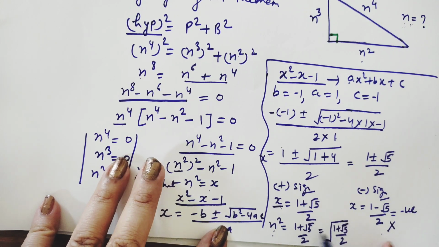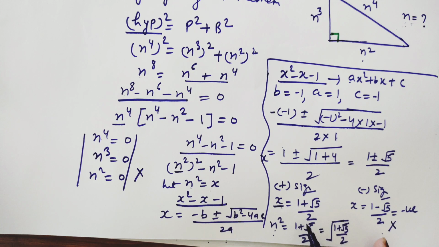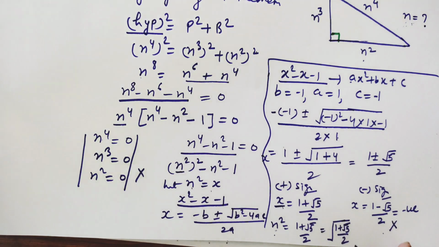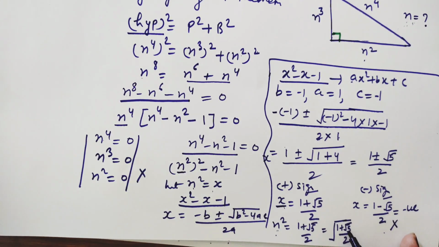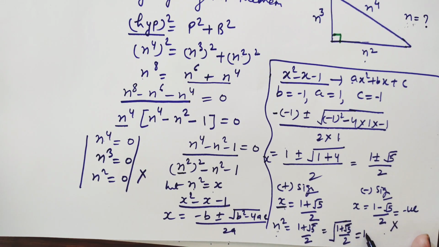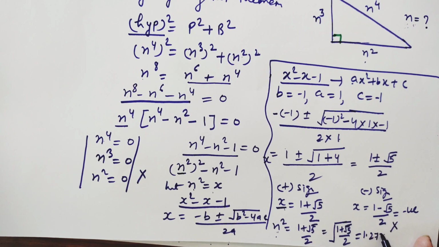Everybody knows that if the square goes to the right-hand side, there are two values, plus and minus. The minus value we will again reject, so only the positive value remains. If you solve this, root 5 plus 1 by 2, your answer is 1.272.